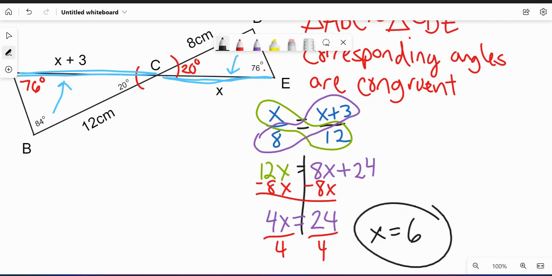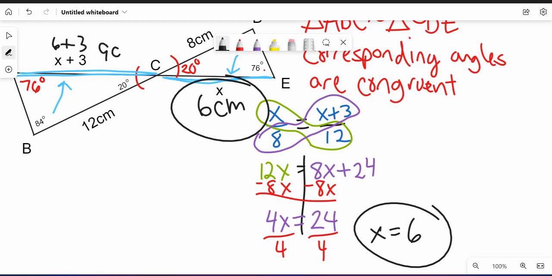So that means this is 6 centimeters over here. And this is 6 plus 3, right? Which is 9 centimeters over here. All right, so this is 9 centimeters. This is 6 centimeters. So just because you're done with solving for x, make sure you complete the diagram and find all sides. All right, let's take a look at another diagram.